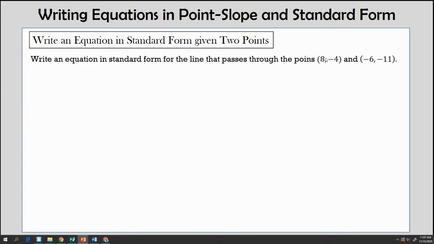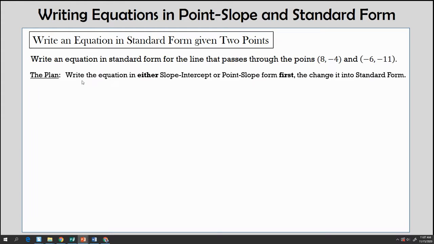Okay, now we'll ramp it up a little bit, and we're going to have to write an equation in standard form for a line that passes through these 2 points. Okay, so our objective is, in the end, we want our equation in standard form, ax plus by equals c, starting out with just giving us 2 points. Okay, so the plan is we're going to write this equation to start with in either slope-intercept or point-slope form first, and then we're going to take that form and change it to standard form.